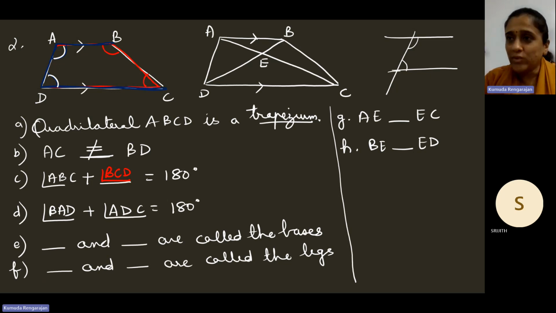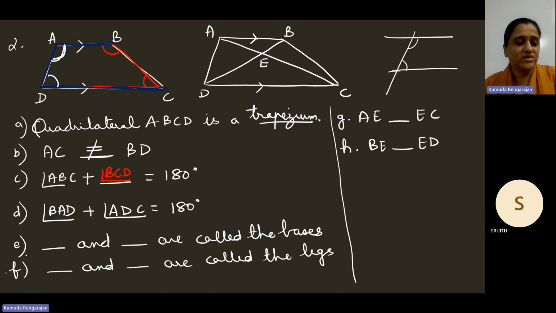The vertex of that angle should be in the middle. This angle A, you can call it BAD or DAB. Put A in the middle. Where the angle is formed, that letter you should put in the middle. Where is the angle at A? So you call it DAB or BAD, but A should be in the middle. Okay.